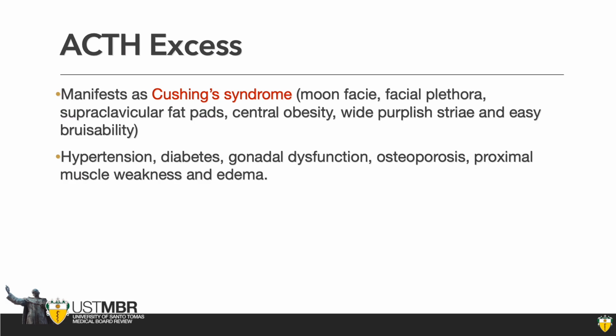We already said that diabetes can happen because cortisol is one of the counter-regulatory hormones. Hypertension can happen because of overwhelming the enzyme that breaks it down, so it starts to have some mineralocorticoid effect, just like aldosterone. But normally, normal levels of cortisol generally do not cause mineralocorticoid effects.